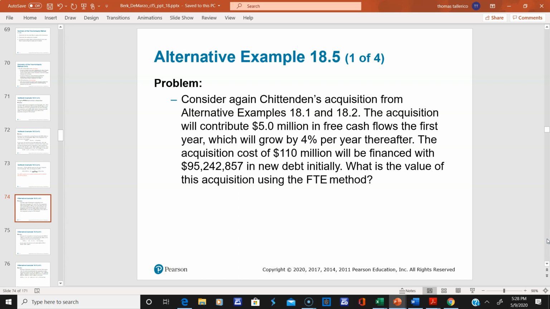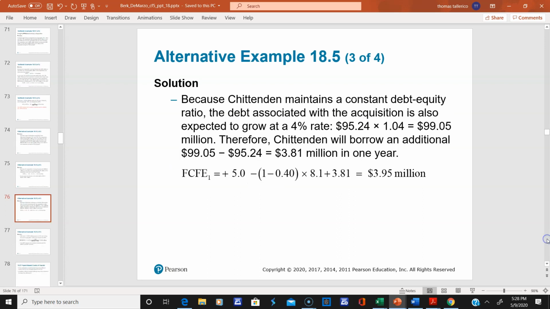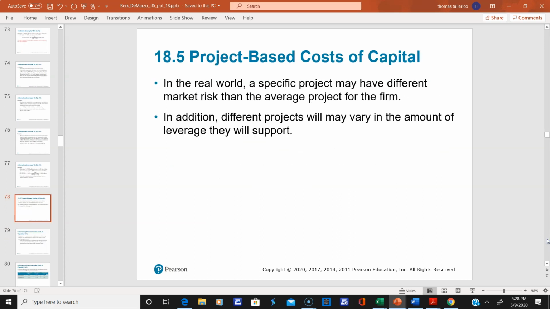All right, so there's another one, a very similar example that they gave you here. All right, so basically, if you look at project-based cost of capital, they could have different risk than the average project for the firm, right? So now they're looking at specific projects and the risk level associated with that.